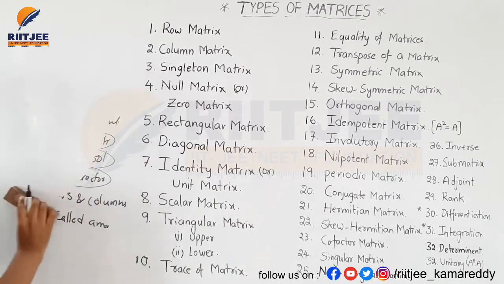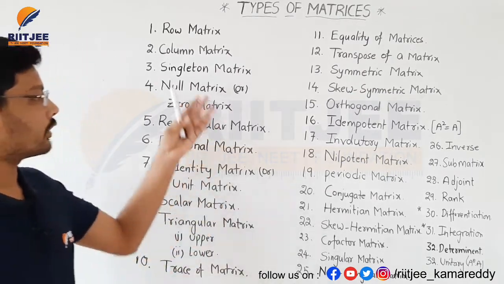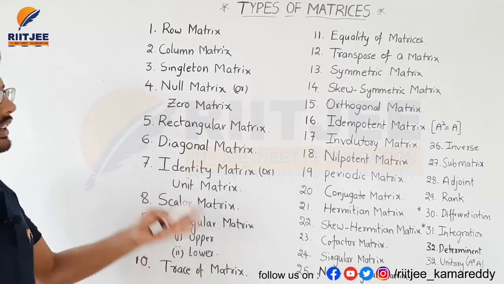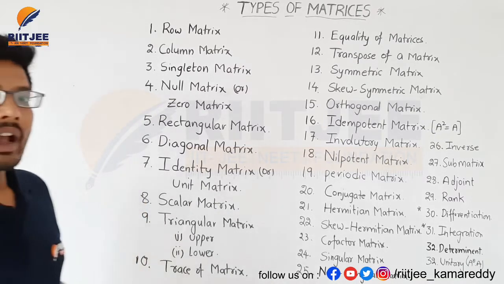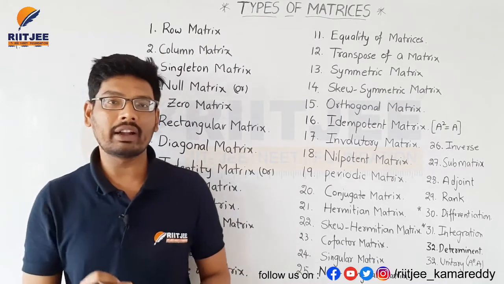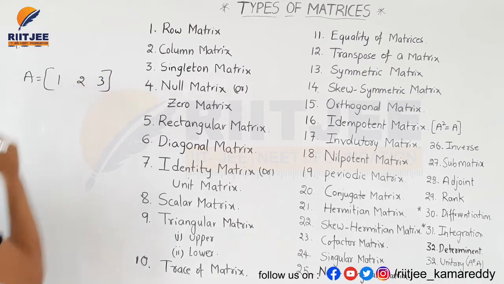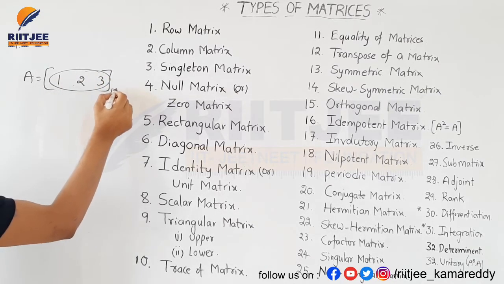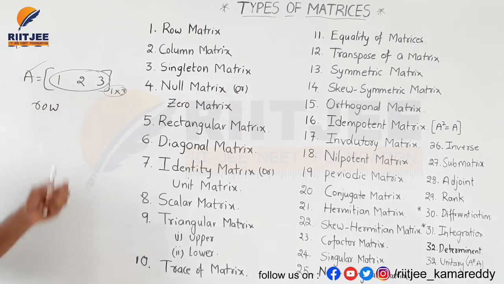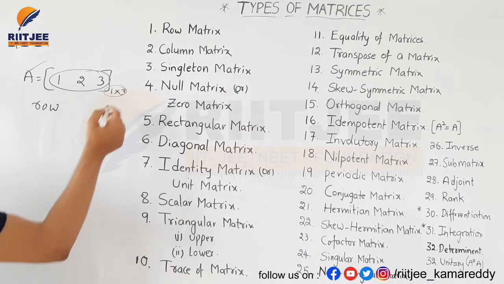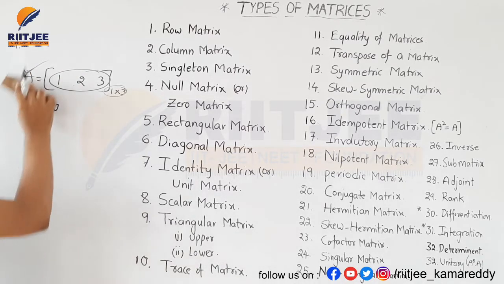Let us see some different types of matrices here. In previous classes, we learned all the types of matrices. We are going to learn each and every matrix definition in a brief way. First one, row matrix. What is a row matrix? Having only one row is called a row matrix. For example, A is equal to 1, 2, 3. Having only one row and 3 columns is called a row matrix. A row matrix is nothing but having only one row and a number of different columns. This is the example of a row matrix.